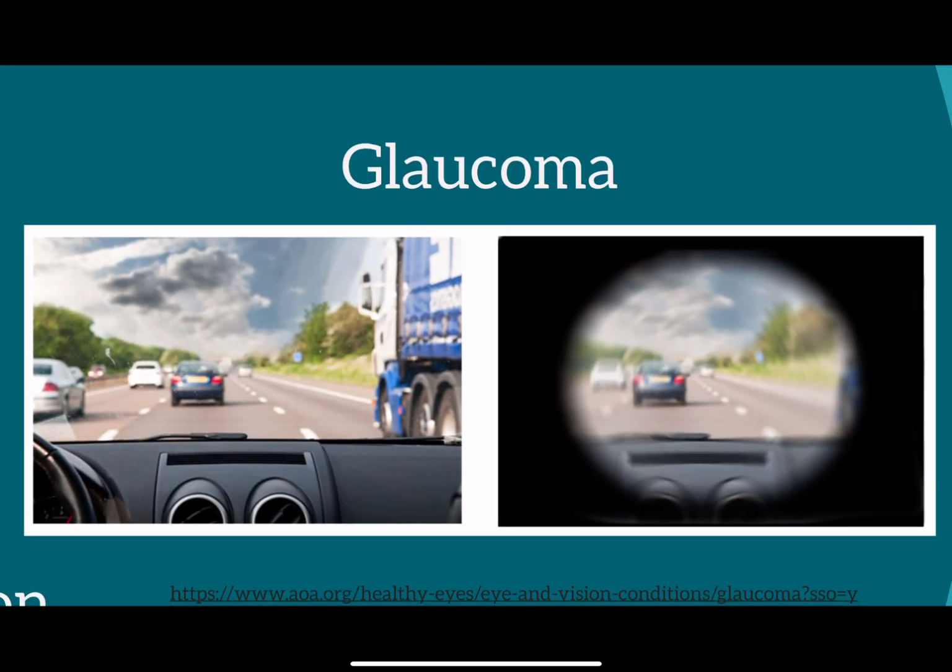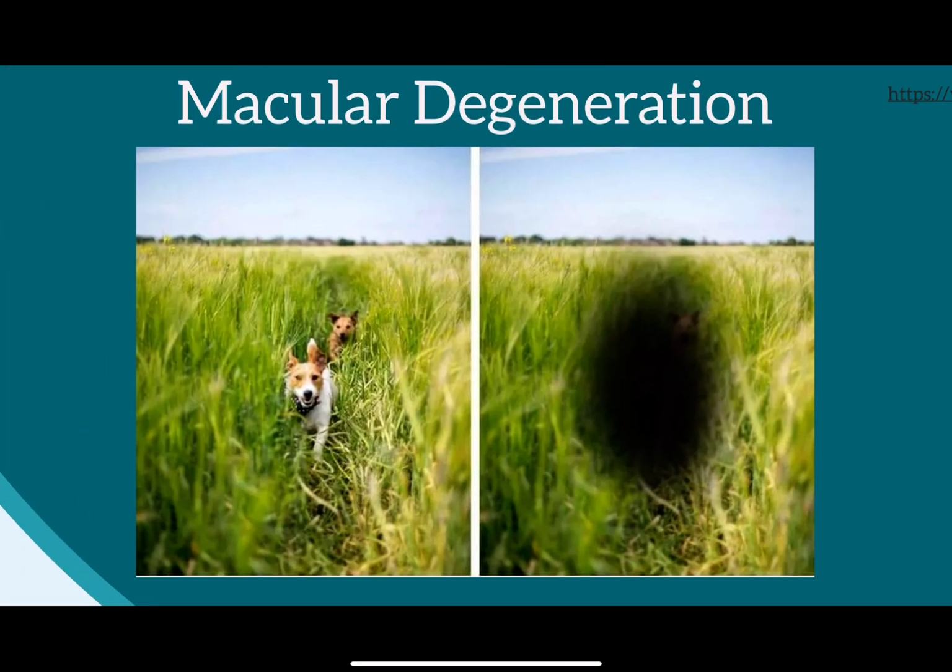Glaucoma occurs following damage to the optic nerve. This causes peripheral vision to gradually disappear. Macular degeneration occurs due to the breakdown of the macula, the part of the retina that gives the eye central vision. This leads to a decrease in central vision.